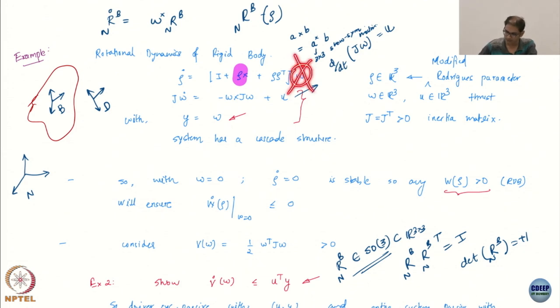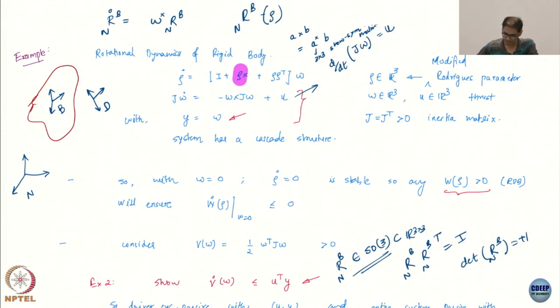If omega is zero, then the system is stable, because if omega is zero, there is nothing on the right hand side. Rho dot equal to zero is a stable system. Nothing to do. So I'm already done with my first assumption: if this input is not there, then my system is stable. So, ticked one box. The next question: is this system passive?